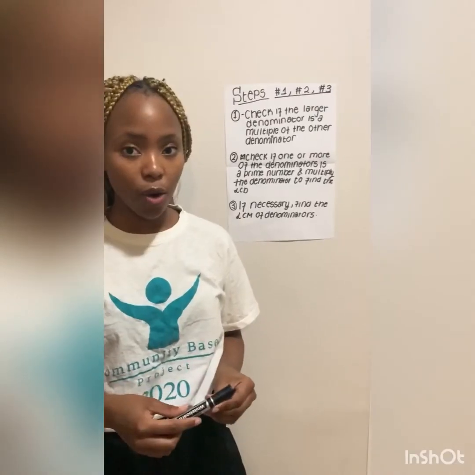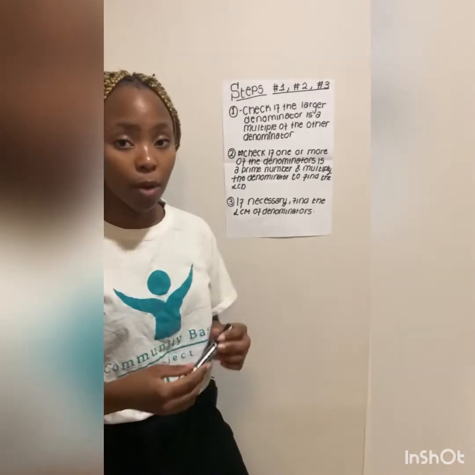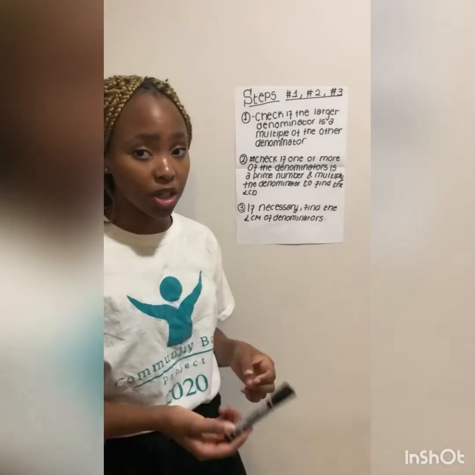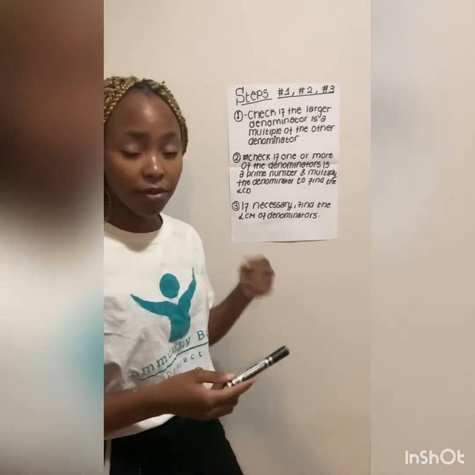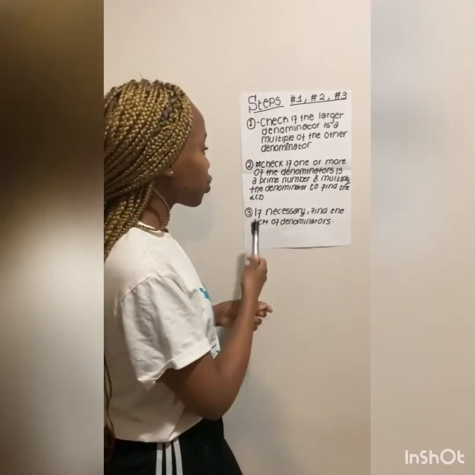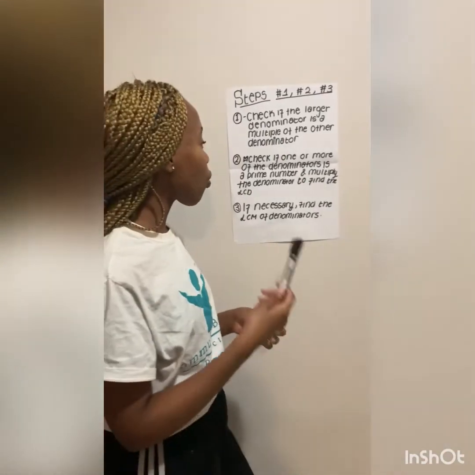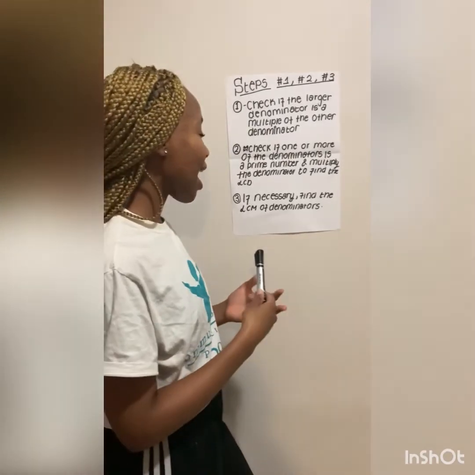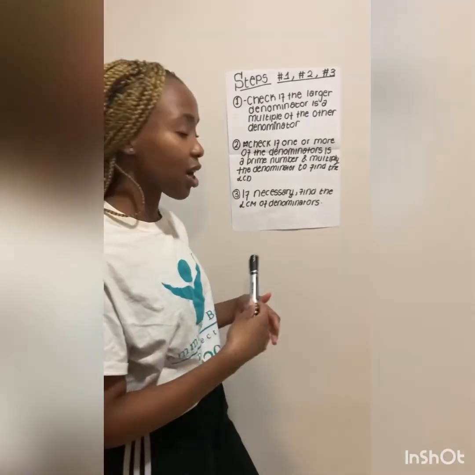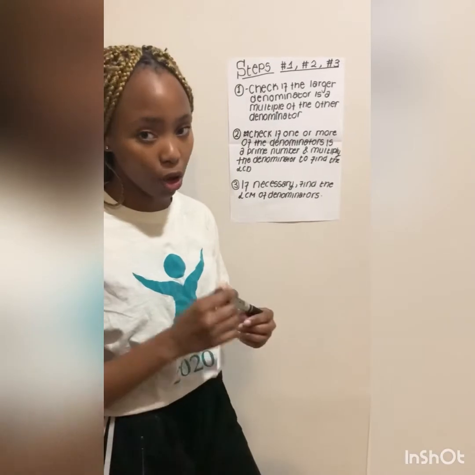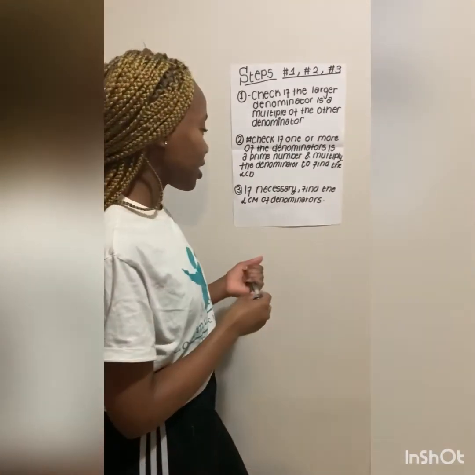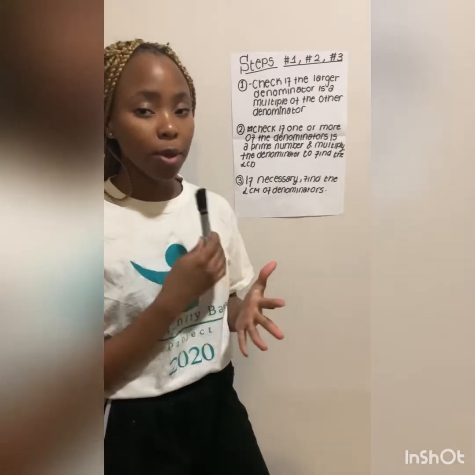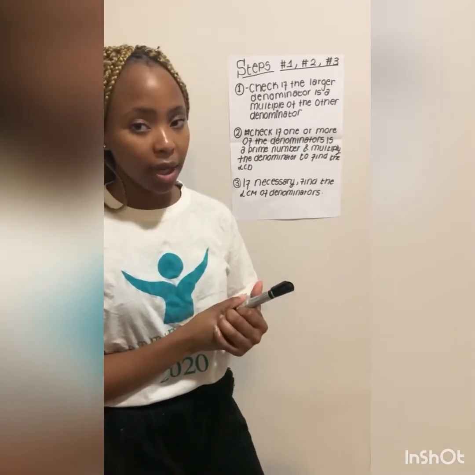Steps to consider when finding the least common denominator. Step 1 is to check if the larger denominator is a multiple of the other denominator. Step 2 is to check if one or more of the denominators is a prime number and multiply the denominators to find the lowest common denominator. And lastly, if necessary, find the lowest common multiple of the denominators.